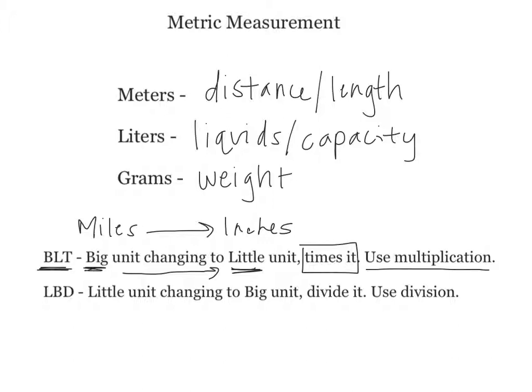The second note we're going to use is LBD, and it means the opposite. If I have a little unit and it's changing into a big unit, I'm going to divide it. So if I have 1 inch and I want to see how much of a mile that is, well, it's not going to be a very big distance because I need a lot of inches to make a mile. So BLT means big to little, you're going to multiply, times it. Little to big, you're going to be using division.